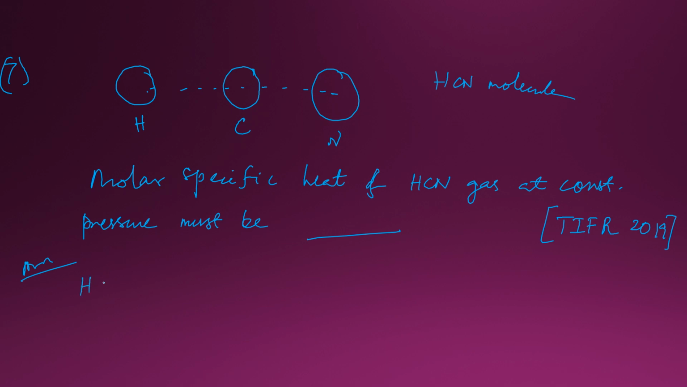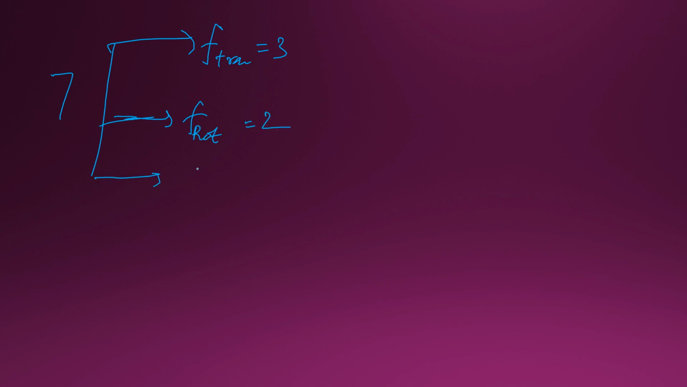If you see, HCN is a linear triatomic molecule, isn't it? Linear triatomic molecule. So degrees of freedom is 3n minus c, isn't it? So 3 into n, that is the number of atoms, 3, minus c, that is 2. This is 9 minus 2, that is 7. So how can we divide 7? The degrees of freedom 7, I can divide it: f translational will be 3, f rotational will be 2, and f vibrational will be 2. This is the division.